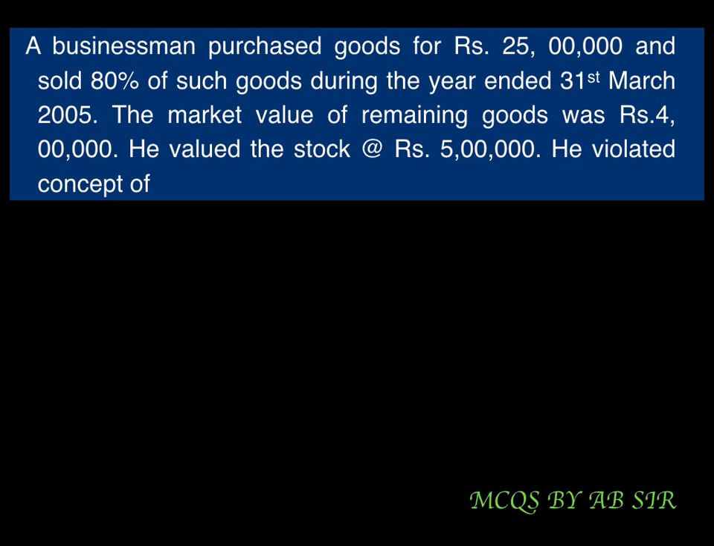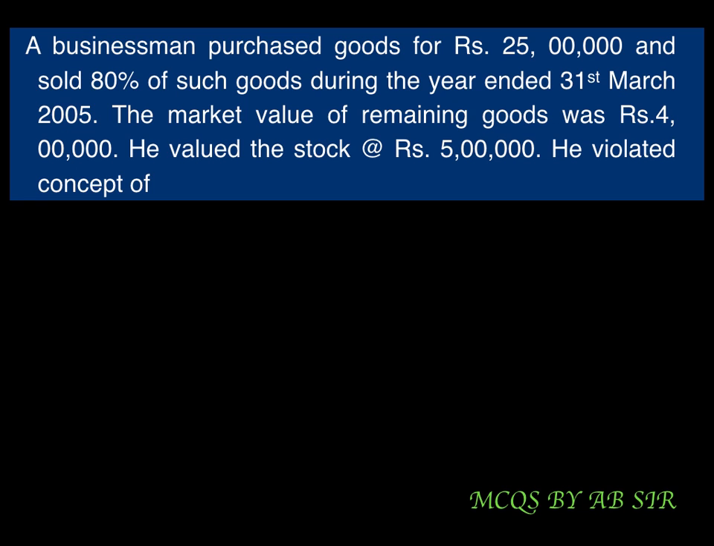So 20% was unsold. So if the cost of 100% goods was 25 lakhs, cost of 20% of the goods must have been 20% of 25 lakhs, that is 5 lakhs, right? Now, what happened is the market value of the remaining goods, that is the stock, was only 4 lakhs. Market value was 4 lakhs, but he valued the stock at rupees 5 lakhs. Was it correct? Absolutely not.